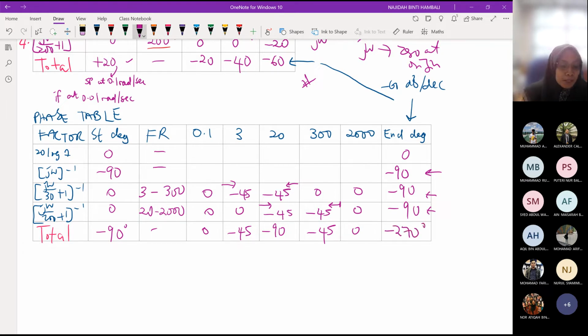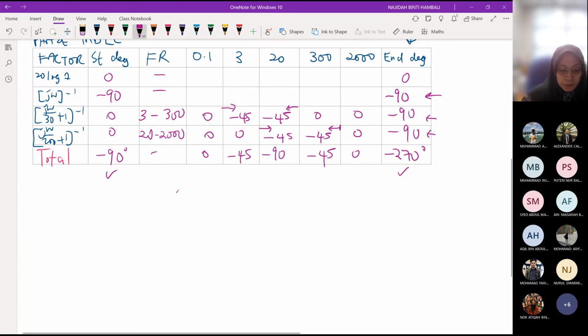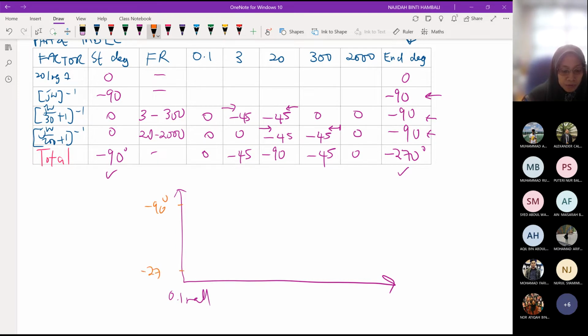So, your starting point is at negative 90 degree. Your ending point must be at negative 270. Kat mana dia nak berakhir 270 degree ni? Okay, ni saya sketch. Saya draft sketch sahaja, eh. Ni untuk phase. Kita ni 0.1 radian per second. You akan start dekat negative 90 degree. Ni you punya ending negative 270 degree.